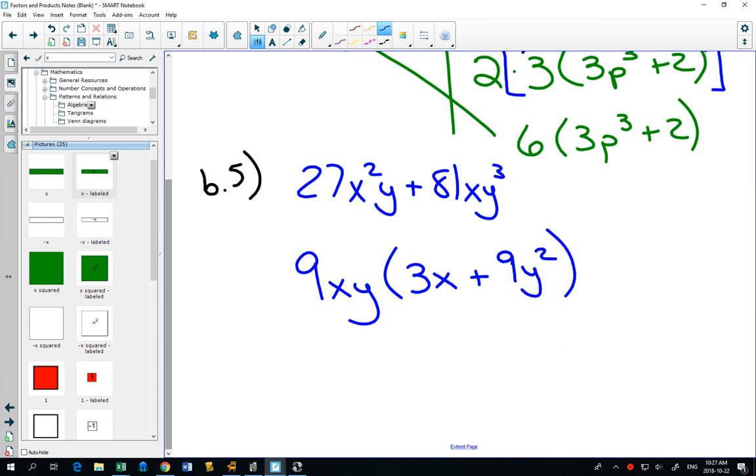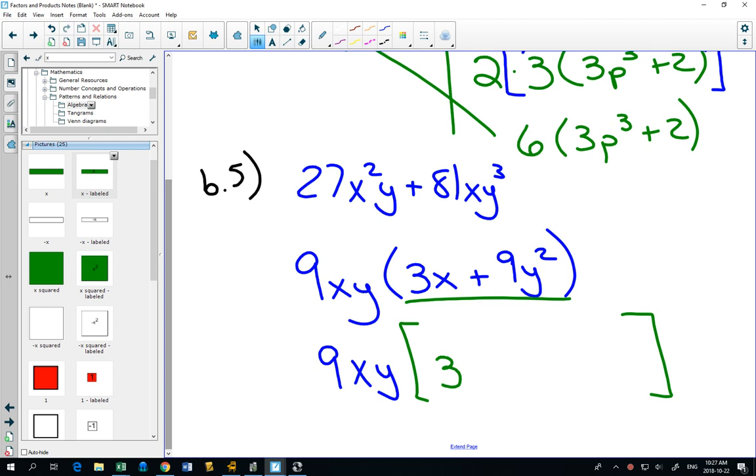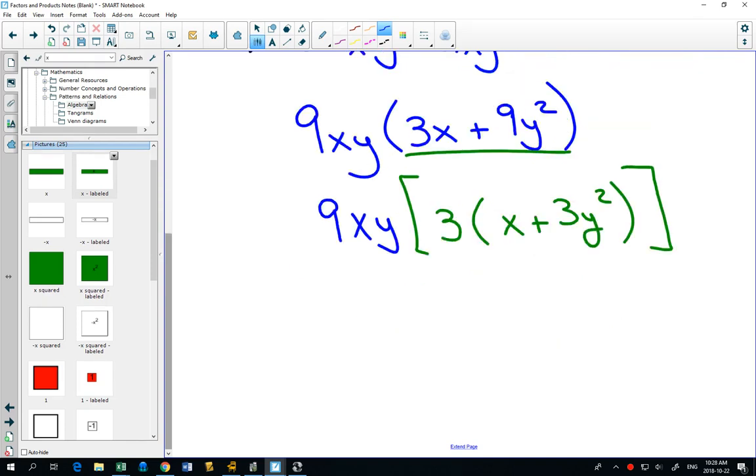Is there anything still in common inside after you take out the 9? Yes. Yes, a 3. Okay? And I chose these numbers, so now I'm going to put a big brackets here because I'm going to factor this. I pull out a 3, leaving me with x plus 3y squared. Can you see in the final bracket that there's nothing left in common? But now I pulled out a 3. What would be the way I should write this? 9xy times 3? Well, I can do 9 times 3. 27xy, x plus 3y squared.